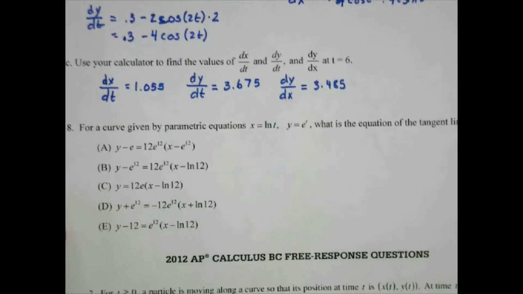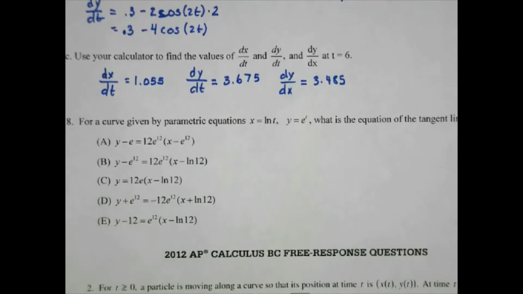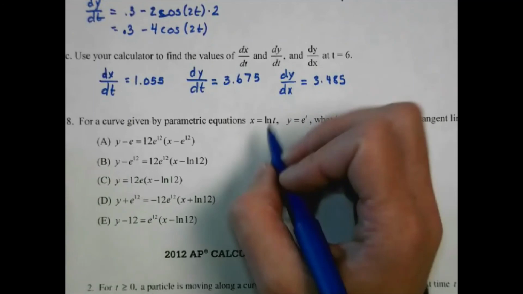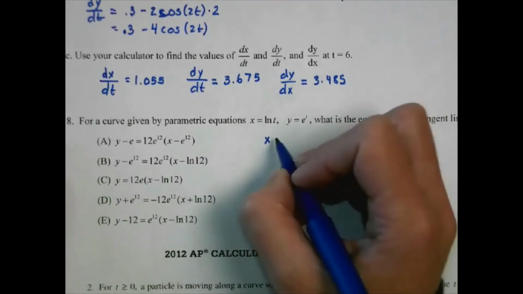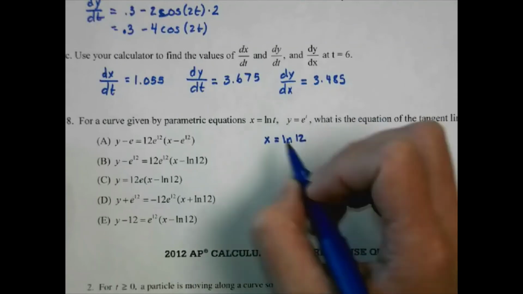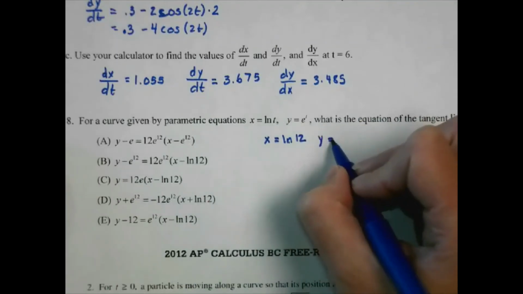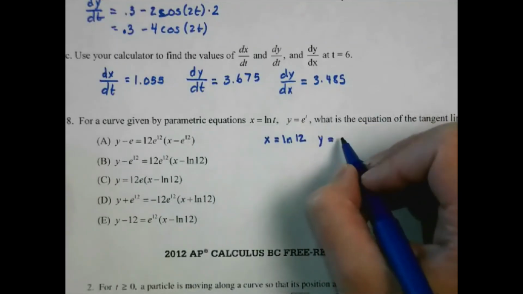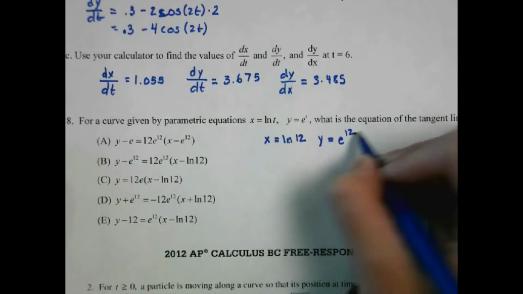Okay, for number 8, x is equal to natural log of t and y is equal to e to the t. What is the equation of the tangent line at t equals 12? So let's find our point. So x is going to be the natural log of 12. y is going to be e to the 12.